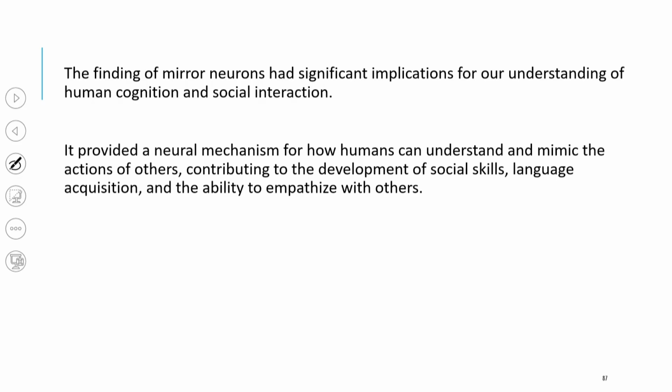It provides a neural mechanism for understanding how humans can understand and mimic the actions of others, like imitation. When you see someone, you can imitate the same behavior. So, mirror neurons are responsible for it. It also contributes to the development of social skills we learn by observing others, language acquisition, and the ability to empathize with others. We are able to empathize with others because of the mirror neurons.